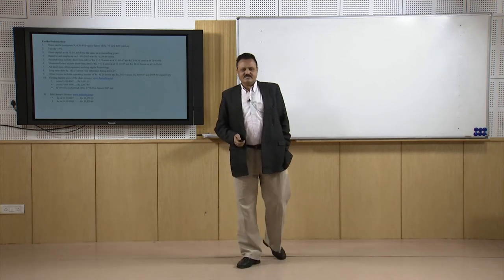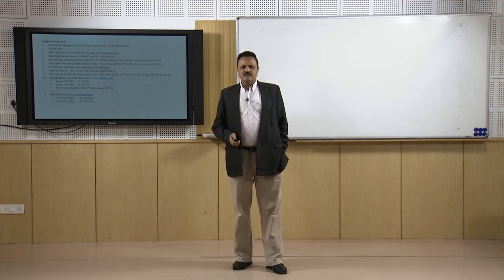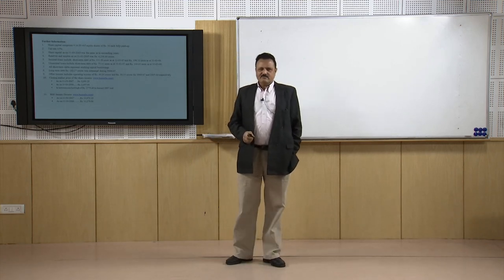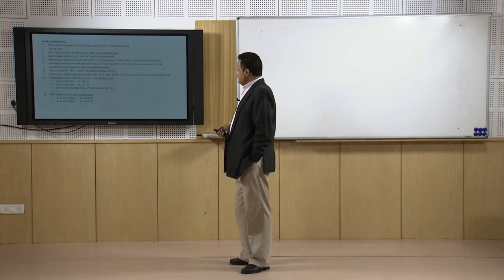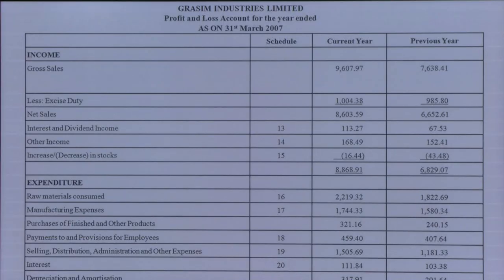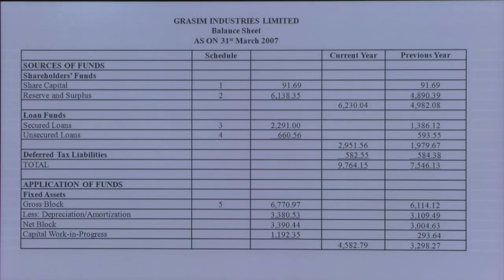We will discuss a case of one existing firm, that is Grasim Industries Limited. Grasim Industries is a firm which is working in the textile sector, and it is a really very good performing firm. We will discuss this case, and we will calculate the three sets of ratios we have discussed so far for Grasim Industries, and then we will proceed further to the other ratios, so that you get to know how to calculate these ratios and how to interpret them.